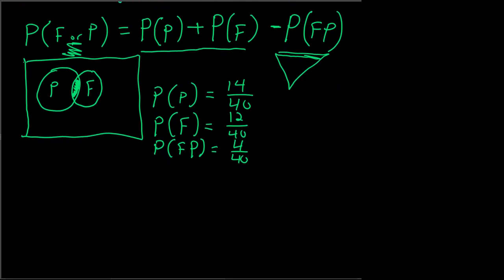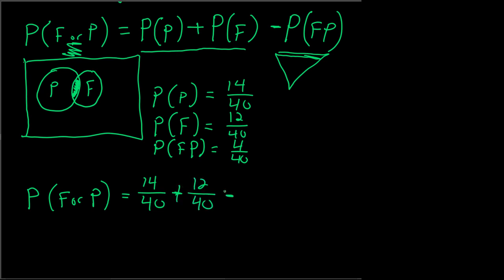So the total probability of the random student being a female or a physics major is 14 out of 40 plus 12 out of 40 minus 4 out of 40. Now notice I kept my denominators the same, so I could just add the numerators. So 26 minus 4, or 22 out of 40.